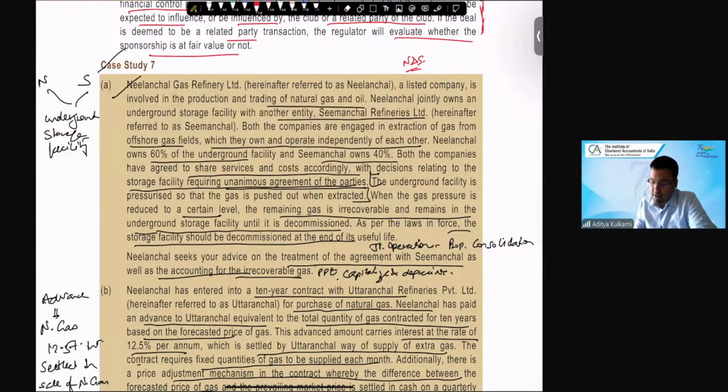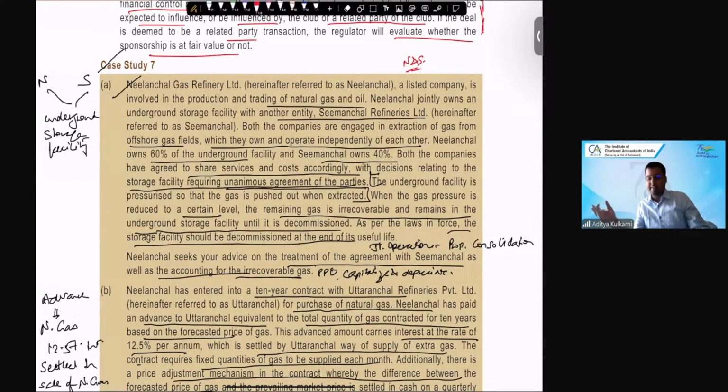Both the companies have agreed to share services and costs accordingly, with decisions relating to the storage facility requiring unanimous agreement of the parties. So what is the situation is, N is into oil and gas production and trading. S is also doing the same thing.